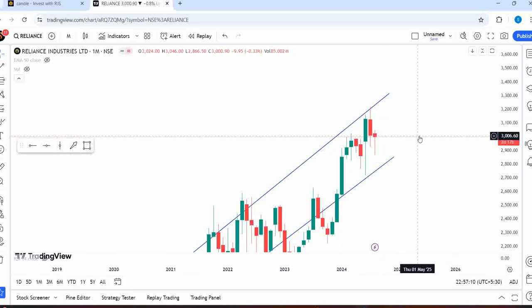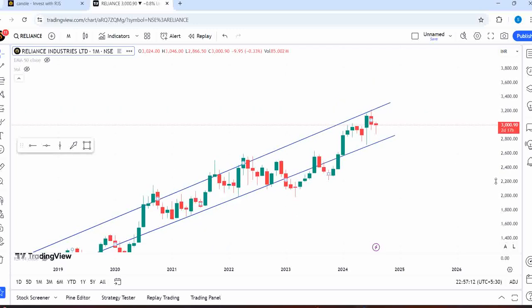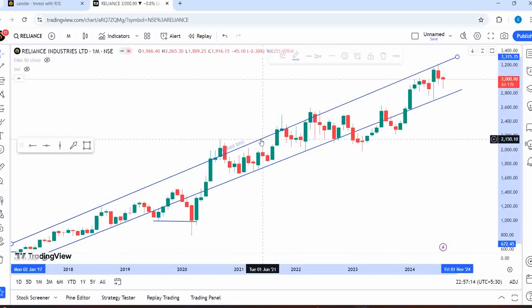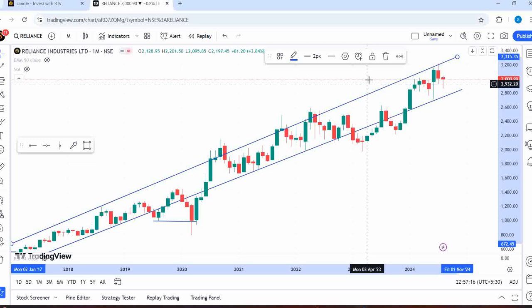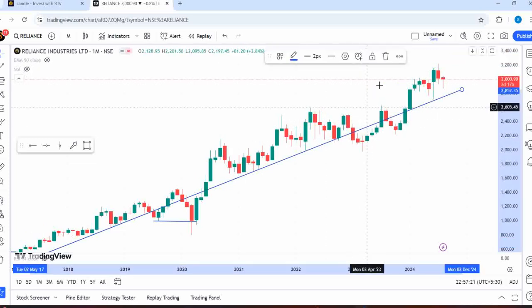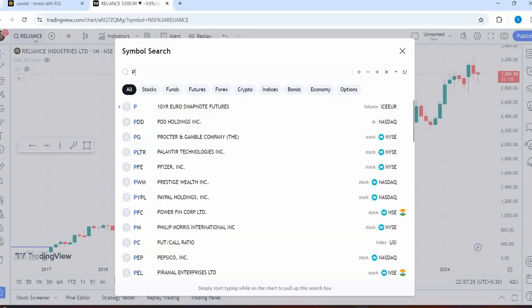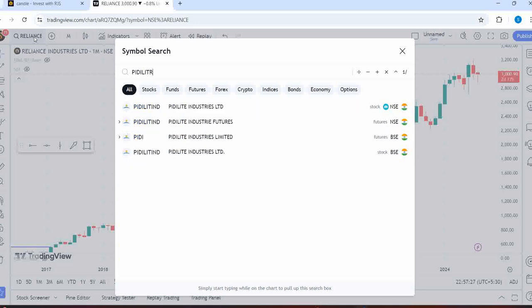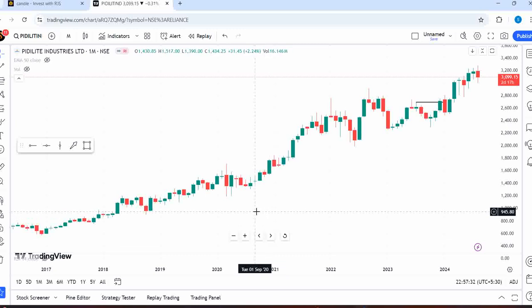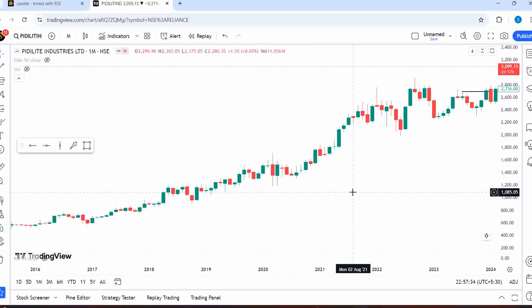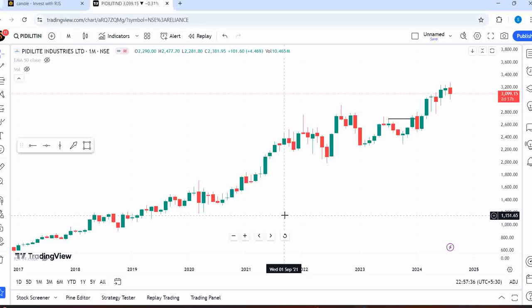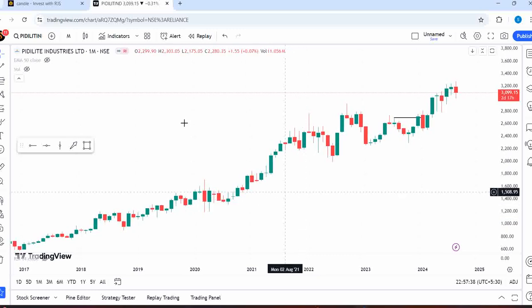Now to start with, I'll delete everything. Otherwise let's take another example, no issues. I just want something where I can draw it. Okay, no problem, it is on the same. Oh, very good. Okay, so identify this Pidilite. Now this is Pidilite and I am in the monthly time frame.